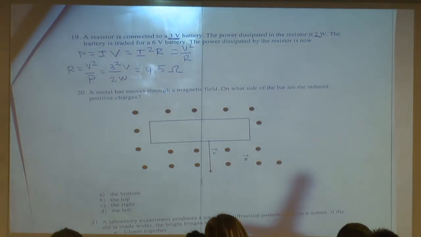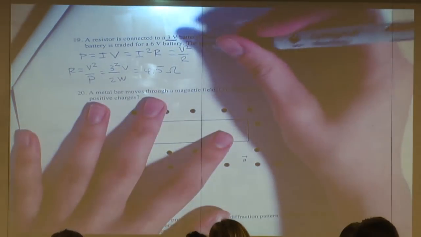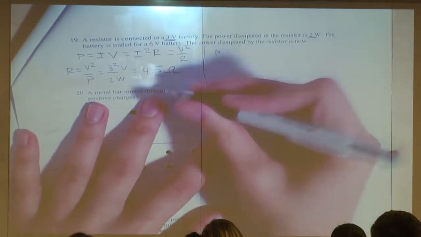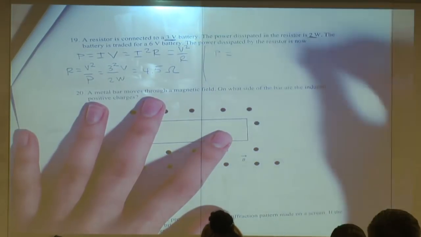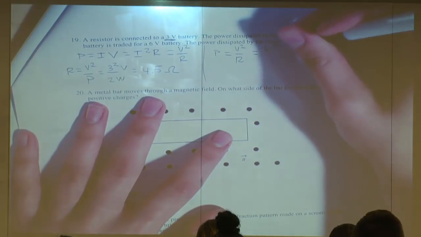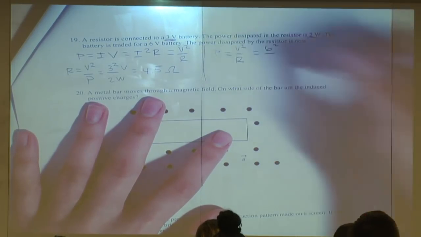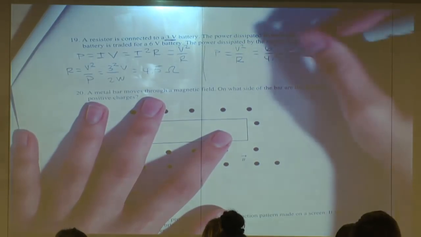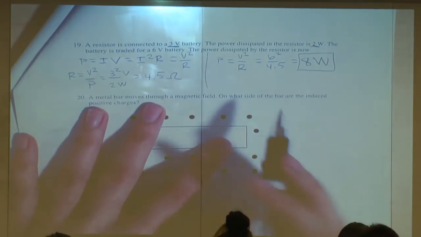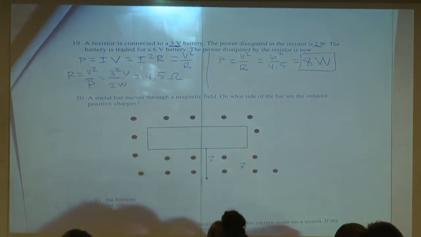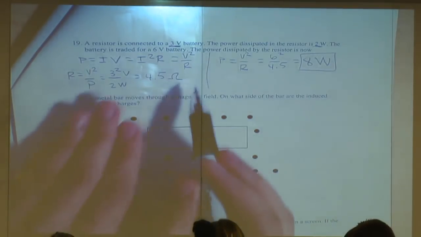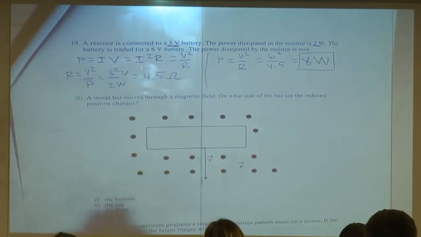So now it's saying that the battery is traded for a 6-volt battery, and we want to know the power now. We know the voltage and the resistance, so we'll use that same equation. V squared over R is going to be 6 squared over 4.5, and you should get 8 watts. So 8 watts is now the power dissipated by the resistor. So that's how you do a question like that. Remember, always start with finding the resistance for these types of questions.